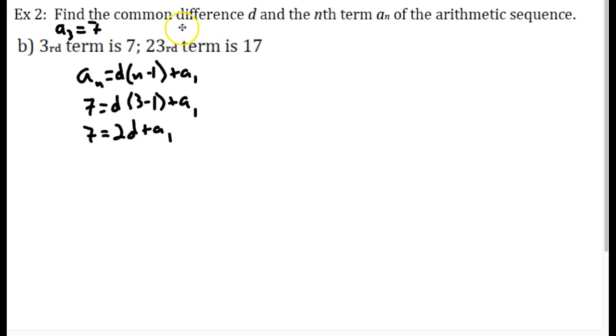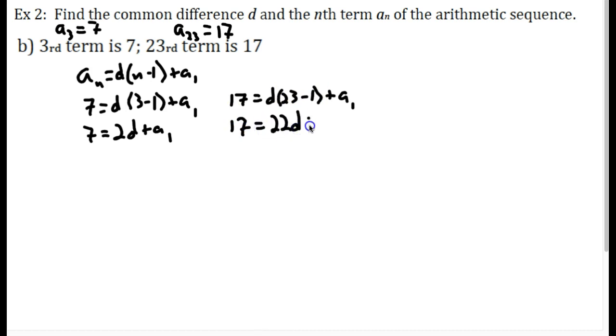And then this other piece tells me that my 23rd term is 17. So again, n would be 23. I could write this as 17 equals d times 23 minus 1 plus a sub 1. And we can simplify that to just be 17 equals 22d plus a sub 1.